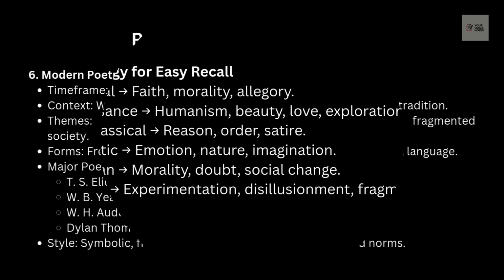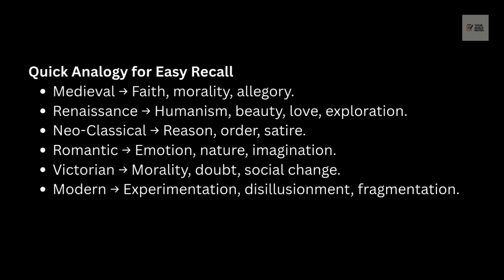So friends, this was a quick journey through the different periods of British poetry, from the religious and moral world of the medieval age, to the beauty of Renaissance, the order of the neoclassical period, the emotions of romantic poetry, the seriousness of the Victorian age, and finally the experiments of modern poetry. Each age reflects not just poems, but the mindset and culture of the people living in that time. Together, they show us how English poetry has grown and changed across centuries.